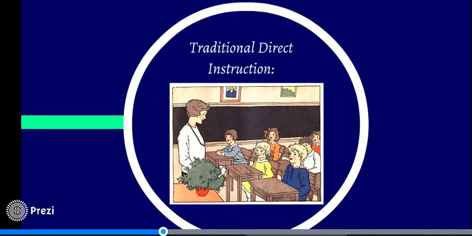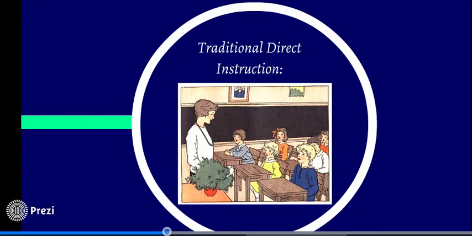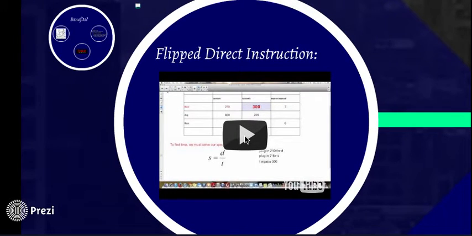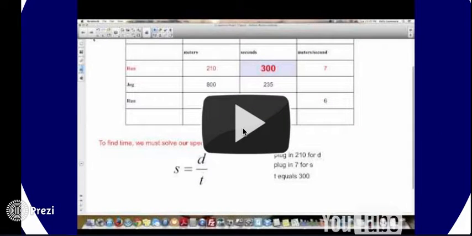Traditional direct instruction looks like this. Teacher in the front of the room, kids sitting very nicely, taking their notes and listening to what the teacher is saying. This is a teacher-centered room. Flipped direct instruction looks a little like this. This is an example of a lesson that I posted for direct instruction last year for homework in my Algebra 1 classes.